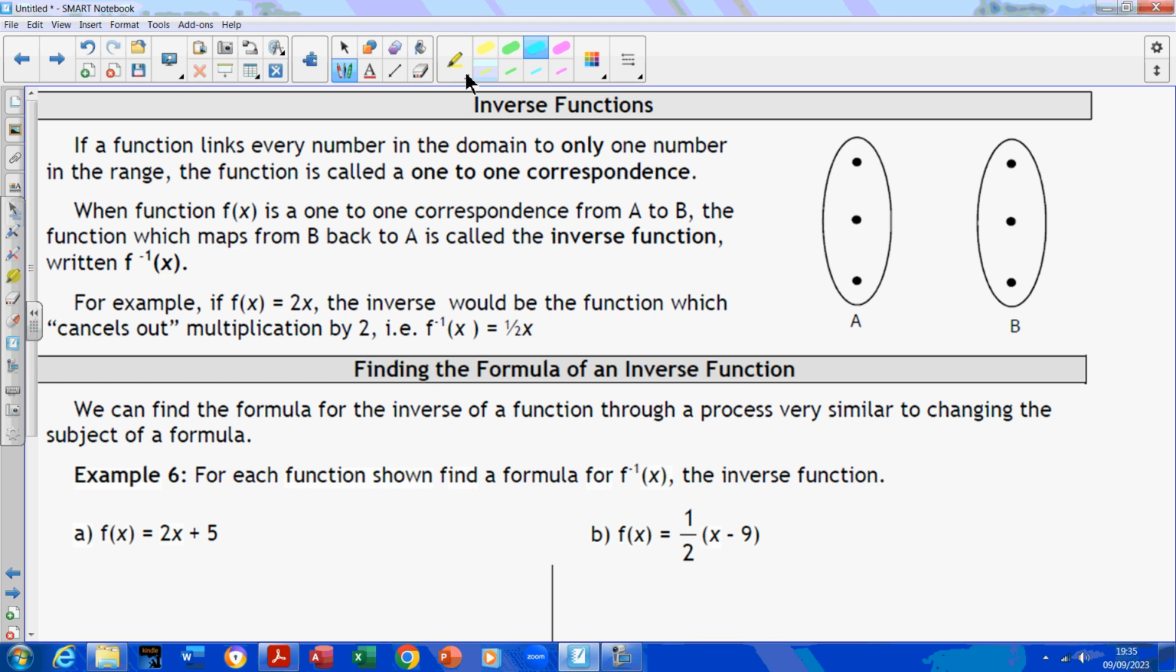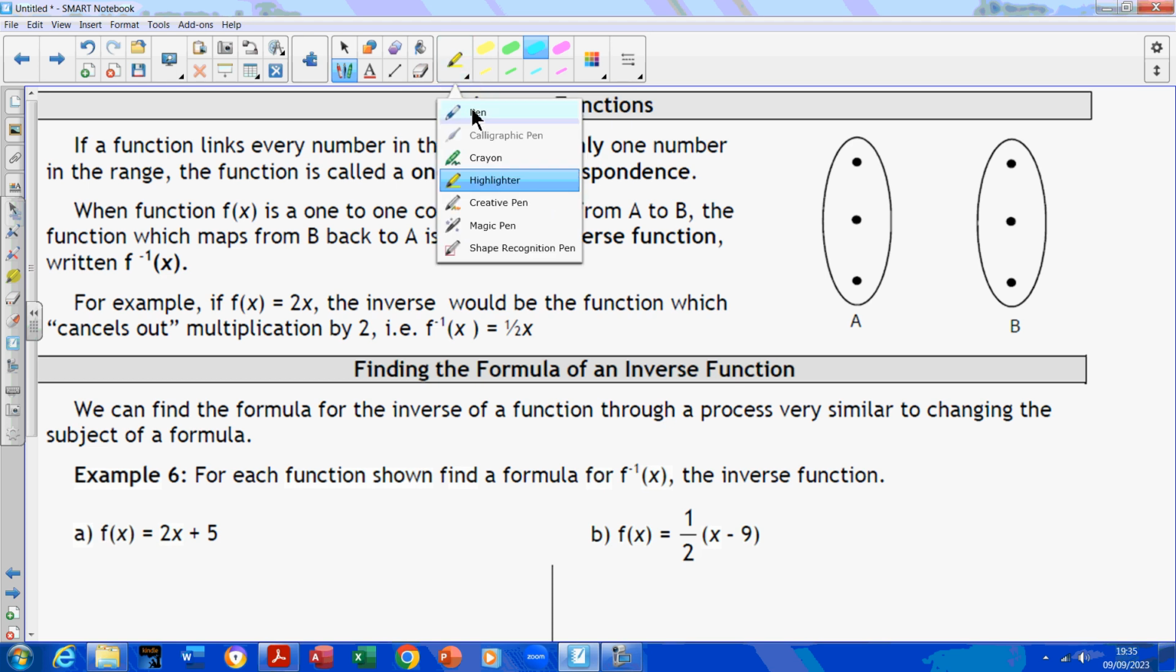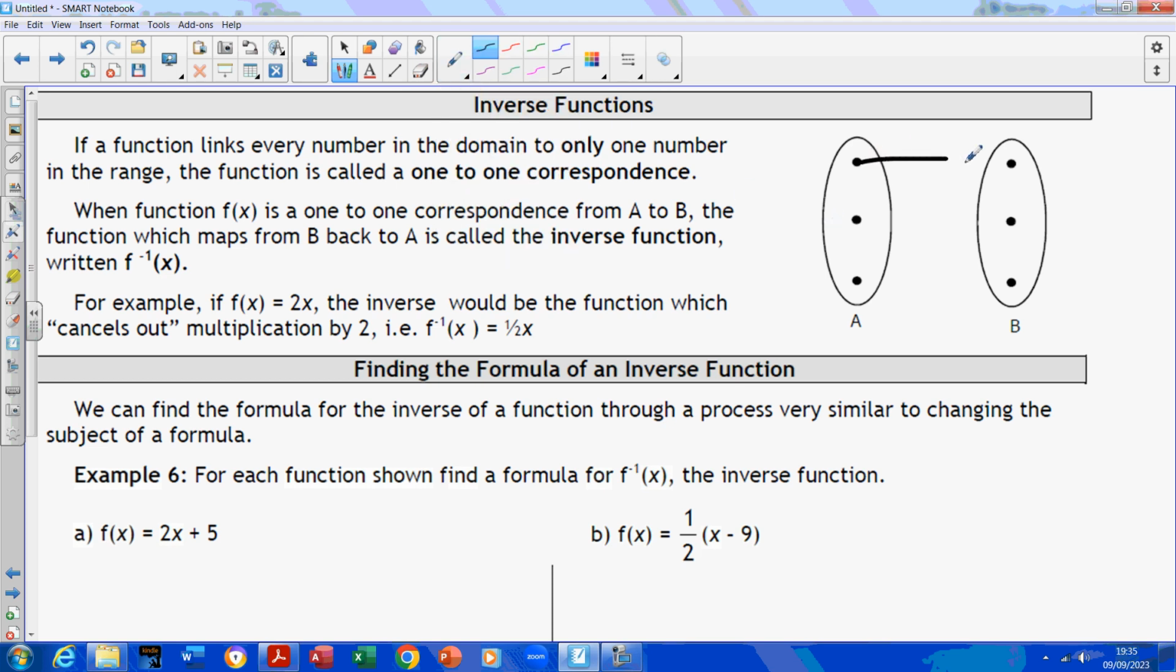is called one-to-one correspondence. And what that looks like when it's one-to-one correspondence is every single thing in the domain, the x numbers, all go to one in the range. So that's domain, that's range. And one-to-one correspondence means one goes to one thing, one goes to one thing, one goes to one thing, and they're all linked. Everything is linked.